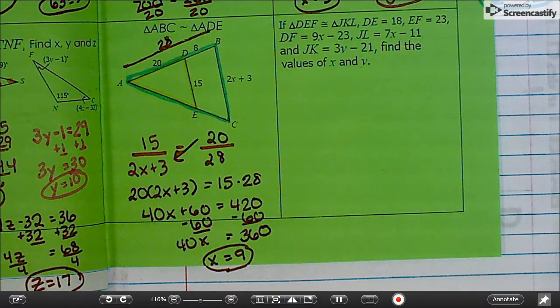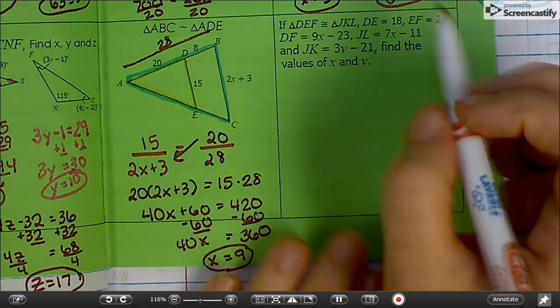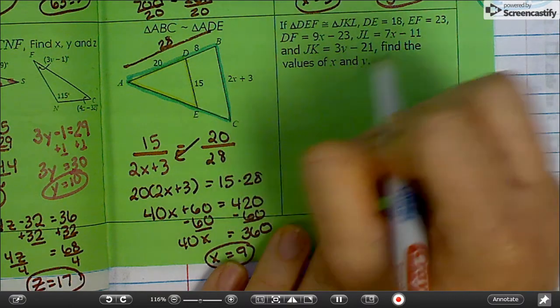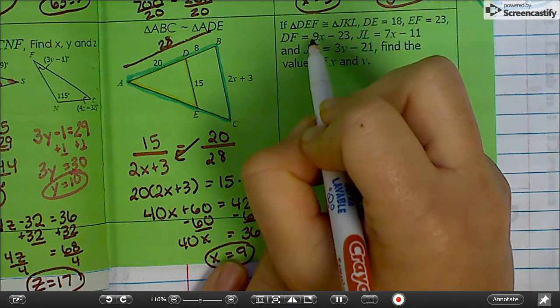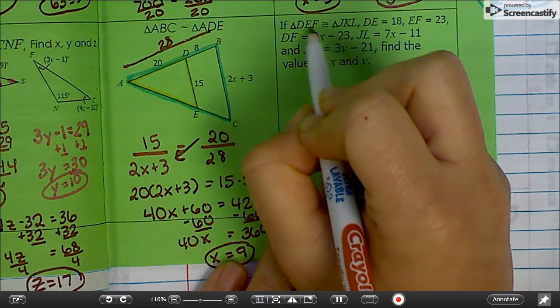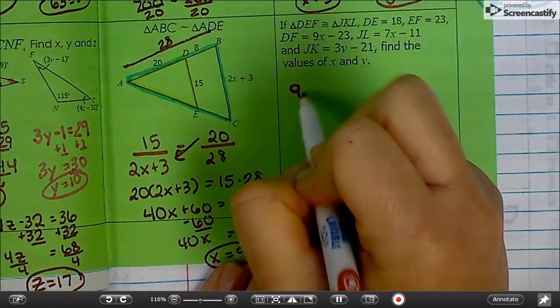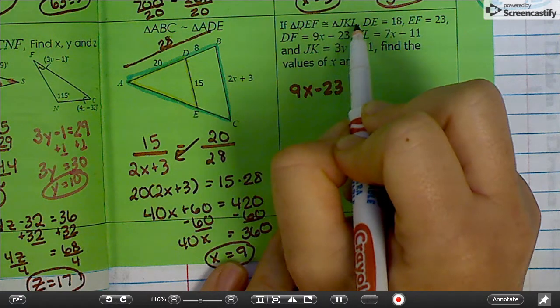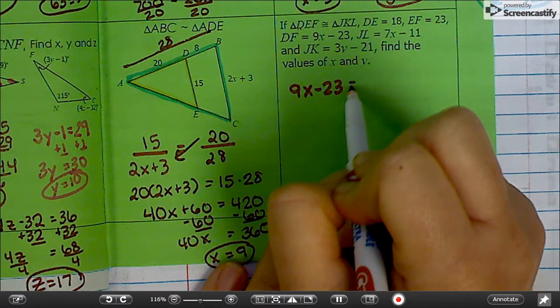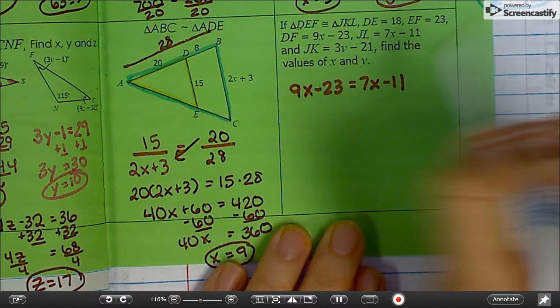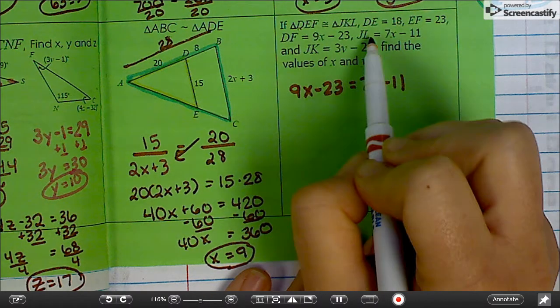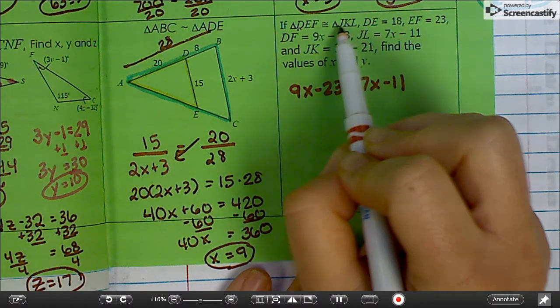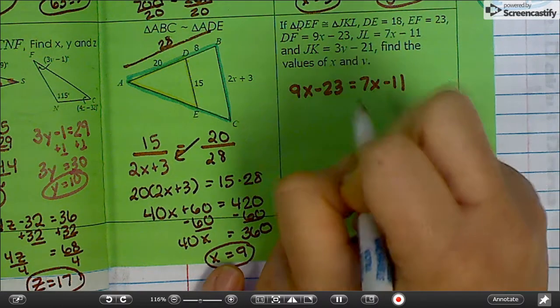Are you sick of the words congruency statement yet? Maybe, but they're important, so make sure you use them. We want to find the values of x and y. So here's our x on DF. DF, 9x minus 23, corresponds with JL. And hey, JL is right here. So we're going to put that equal to 7x minus 11. DF and JL are corresponding parts. Okay, solve for x.